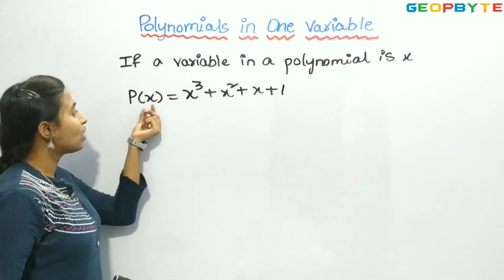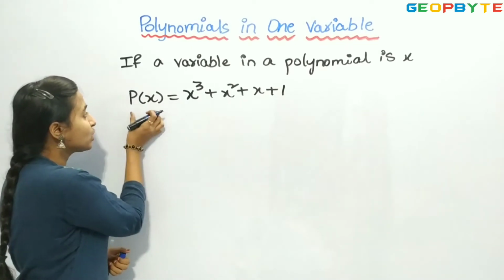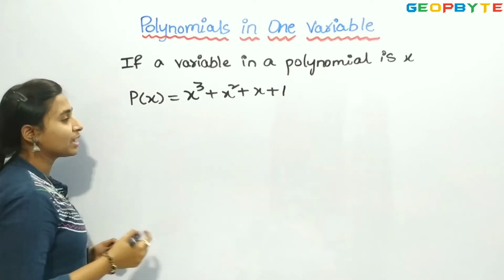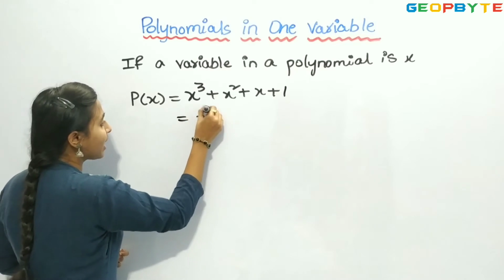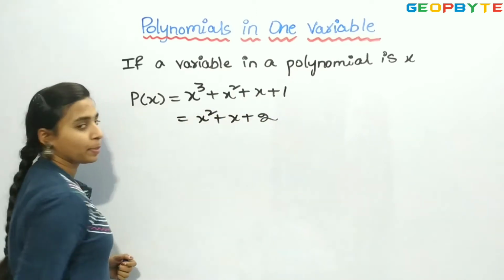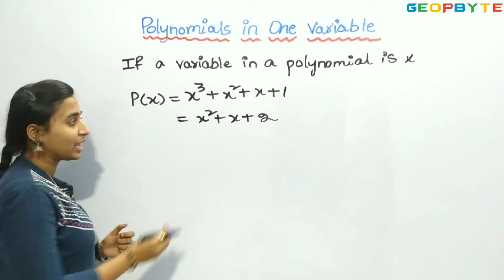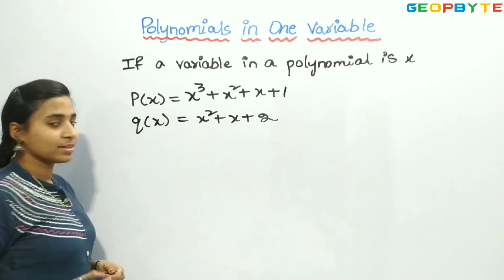See, polynomial of the variable x. Here I have variable x, so I have taken p of x. Now, we can also denote, let me take a polynomial, x square plus x plus 2. Now, this is also a polynomial with the variable x, so I can take it as q of x.